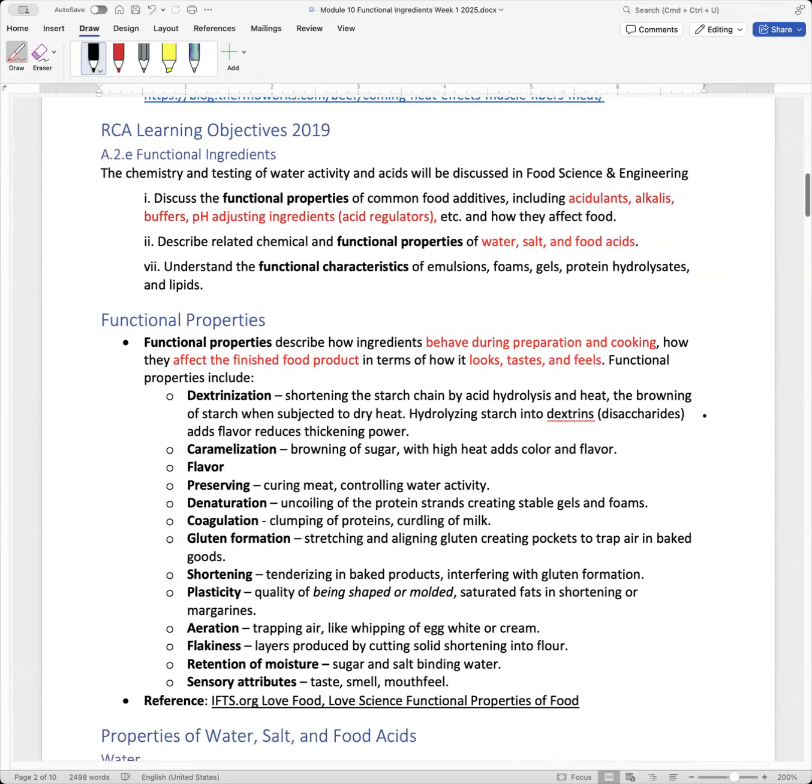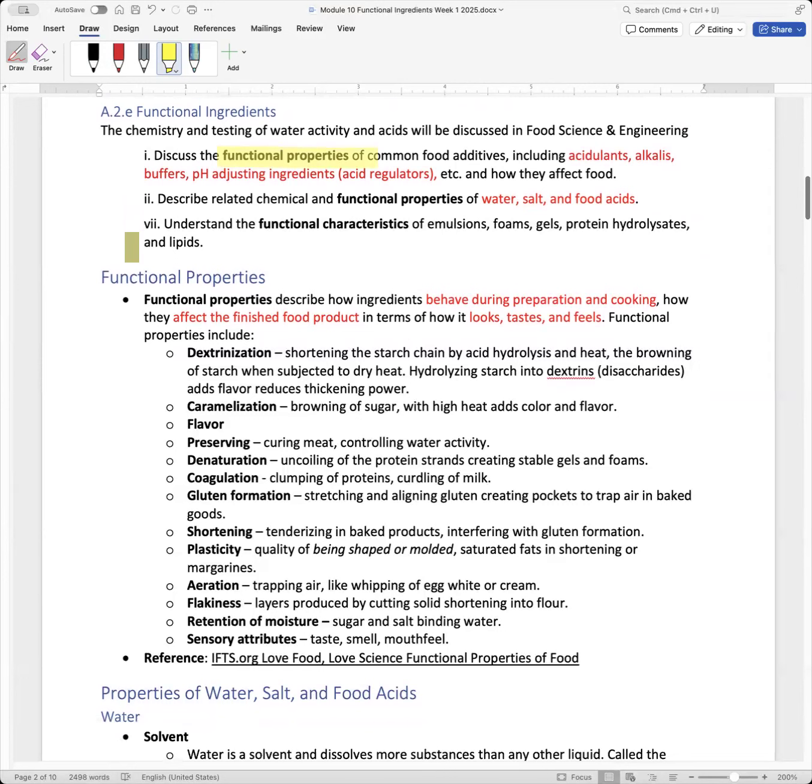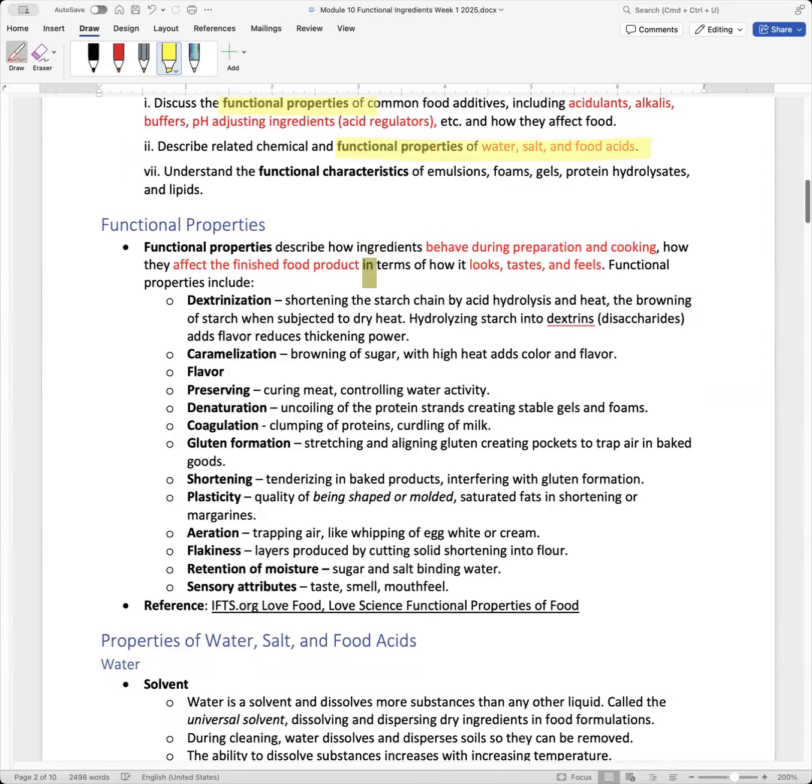Okay. So functional ingredients. For one thing, we're going to cover these a lot more in food science, but just doing a general overview. It says discuss the functional properties of common food additives. And today we're going to look at acidulants, alkalis, buffers, and pH adjusting ingredients. And we'll look at some other things next week, and the functional properties of water, salt, and food additives. We'll look at those a little bit.